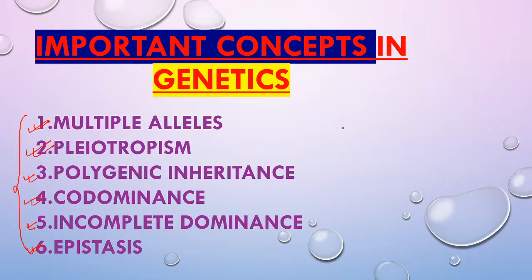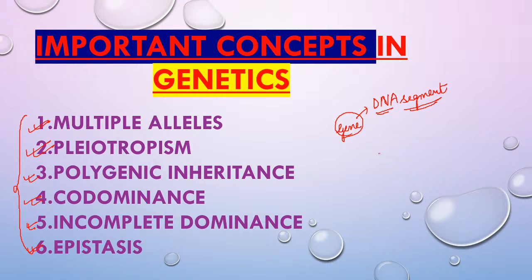Okay, now guys, before explaining these six concepts, which are the Mendelian deviations, we will start from the beginning. So let me tell you what a gene is. A gene is nothing but a small DNA segment which carries your hereditary information. That which carries your hereditary information is termed a gene.